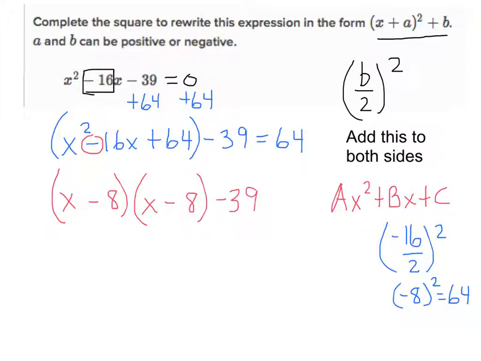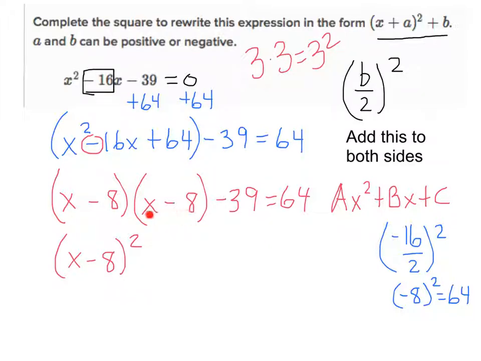Minus 39 equals 64. Okay, now here's what I want you to recognize. X minus 8 times x minus 8 is the same thing as x minus 8 all squared. Okay, because remember, 3 times 3 equals 3 squared, right? And so x minus 8 times x minus 8 equals x minus 8 all squared. And I'm going to continue writing. Minus 39 equals 64. Okay, now we're almost there.